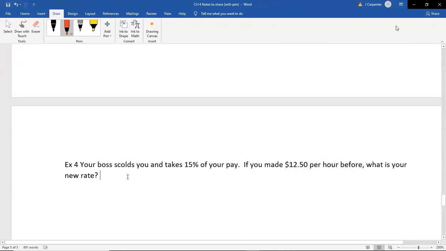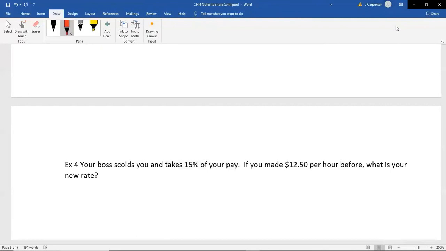Well, first thing you should ask yourself is, should your new salary be bigger or smaller? And I hope your answer is smaller. This is a pay deduction. So you're not going to go from $12.50 to 14 or somewhere in that ballpark. You're probably going to go from $12.50 to like 10 or 11 per hour. So that's one thing to take note of ahead of time.